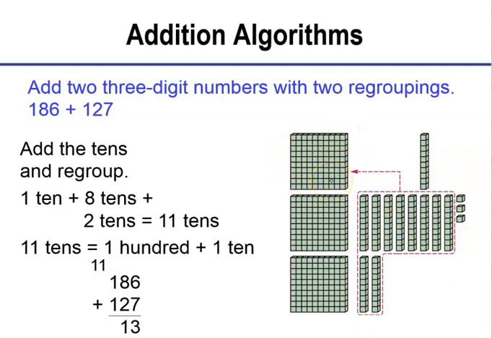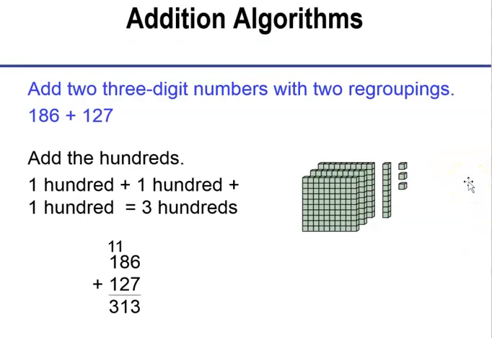And our final answer is, notice we have 3 flats, so that's 300. We have 1 long, so that's a 10, and then 3 units, which makes that 10 a 13. So our final answer, 313. I think you could see that clearly with the base 10 blocks, right?